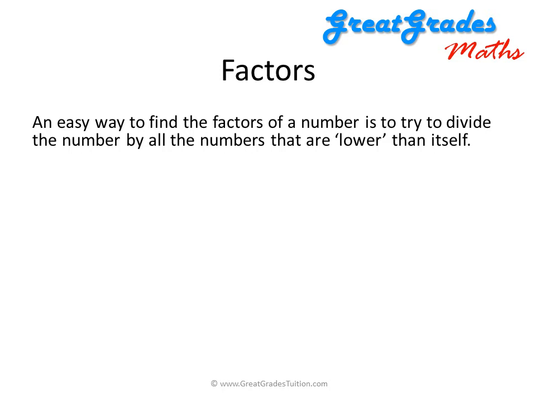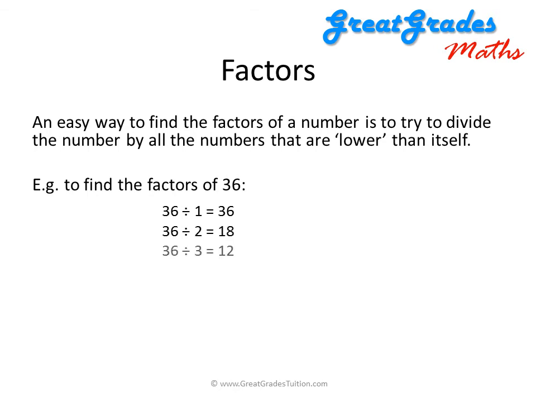So an easy way to find all the factors of a number is to try to divide the number by all the numbers that are lower than itself. So let's try to do this to find all the factors of 36. So what we have to do is to divide 36 by all of the numbers that are lower than 36. So first of all, we divide it by 1, which of course is 36. Divide by 2 gives us 18. Divide by 3 gives us 12. Divide by 4 is 9.